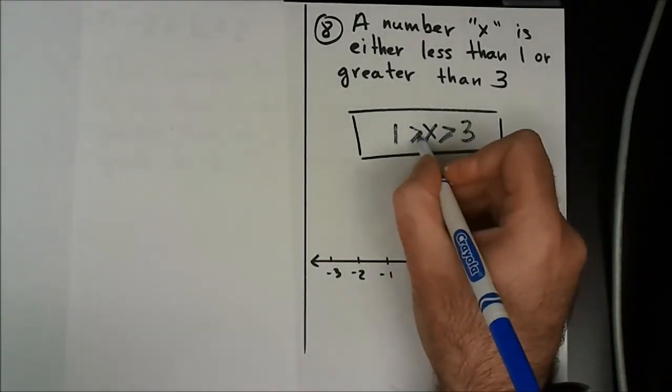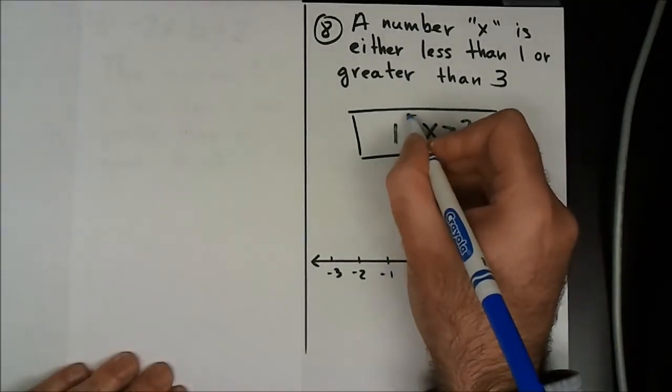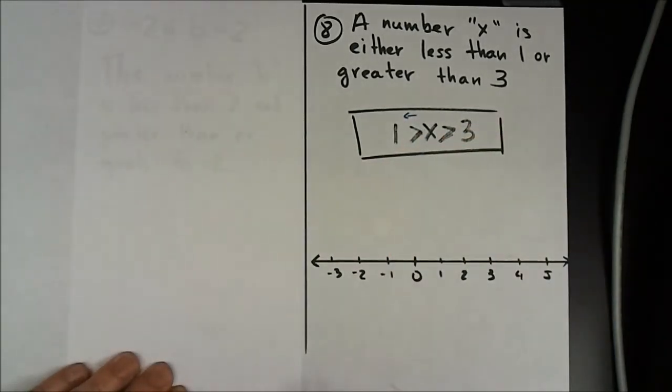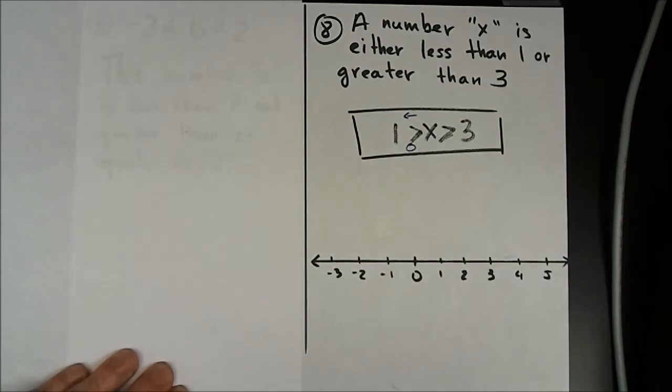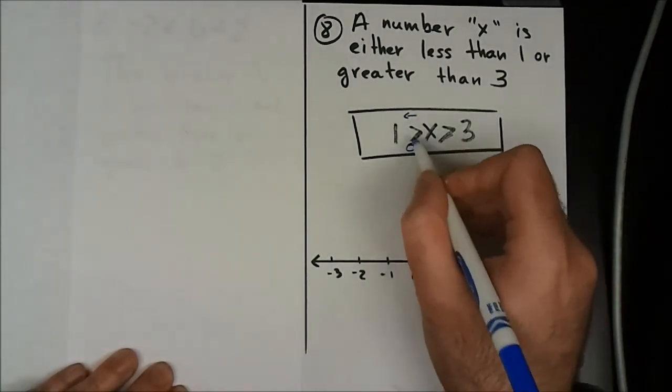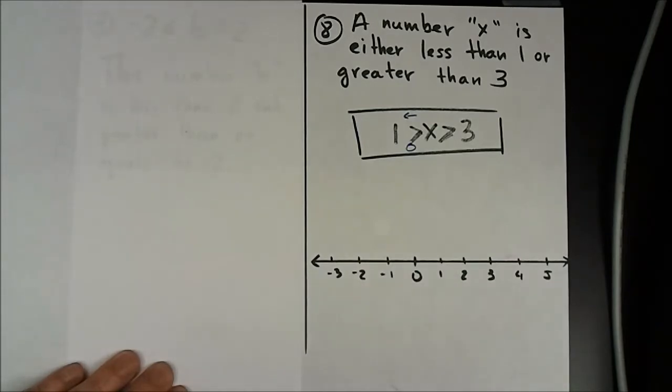Less than, which direction? Point the end towards the variable. You always go left. Open circle or closed circle? Open. It's not a combo. It is a compound, not a combo symbol. No equal sign.